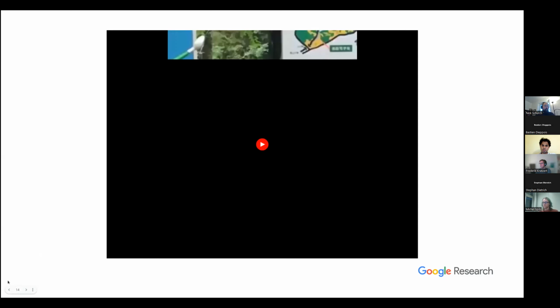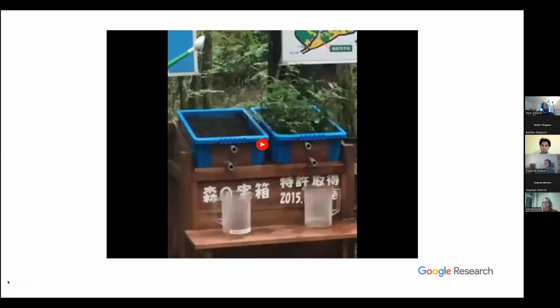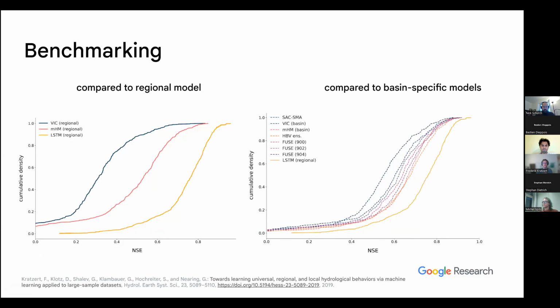And if you have a model that wants to model both of these boxes at the same time, then the only way the model knows that the same meteorological time series produces a different discharge signal is if you tell the model about the catchment attributes, right? That's the only way the model can learn this. So this is why catchment attributes are really important.